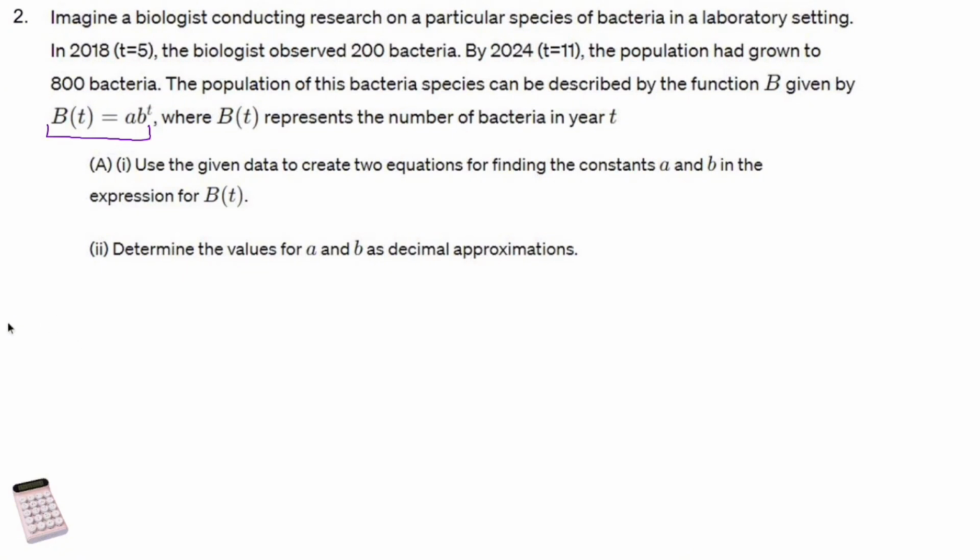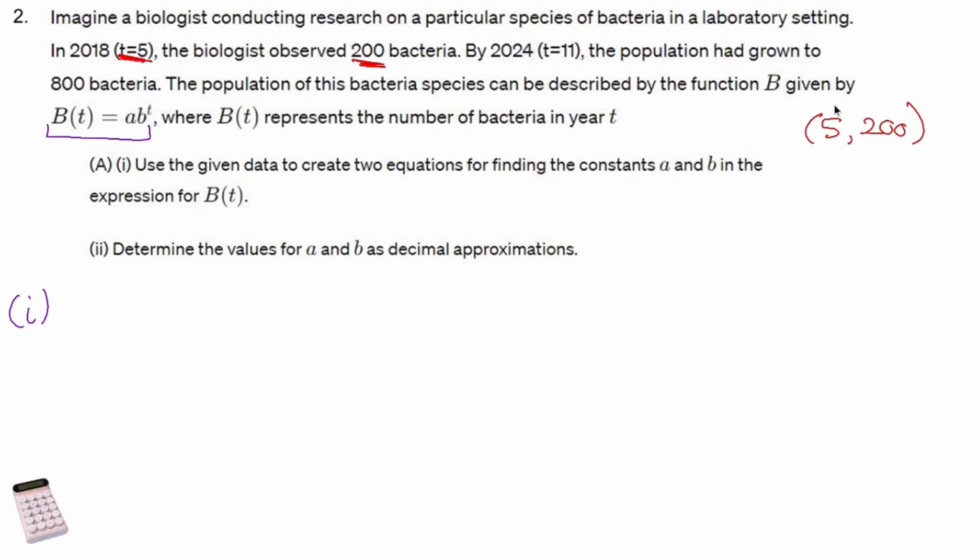So what part A is asking for is to come up with 2 equations, like a system of equations. Well, in order for me to come up with the equations, I have to take some of this information that I have right here. So what I do have is that when T is 5, I have a population of 200. So that gives me the coordinate 5, 200.